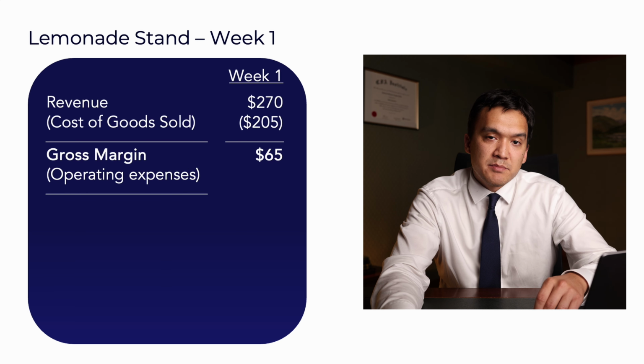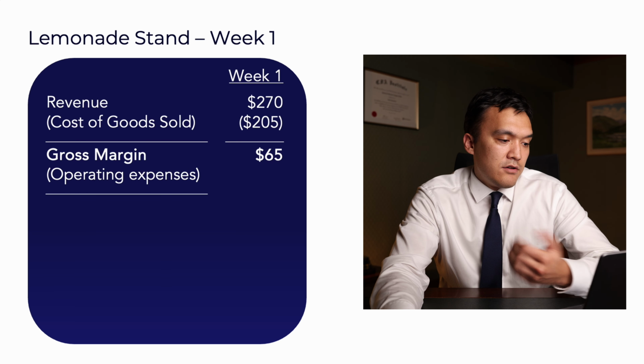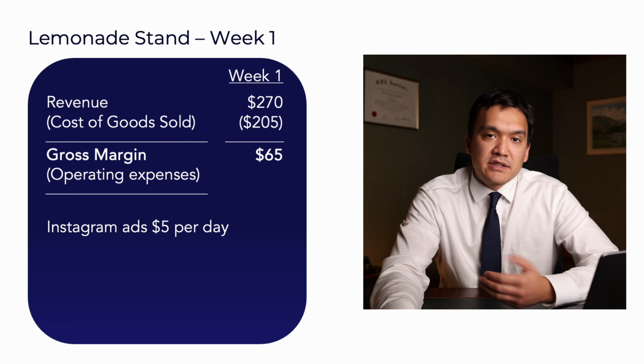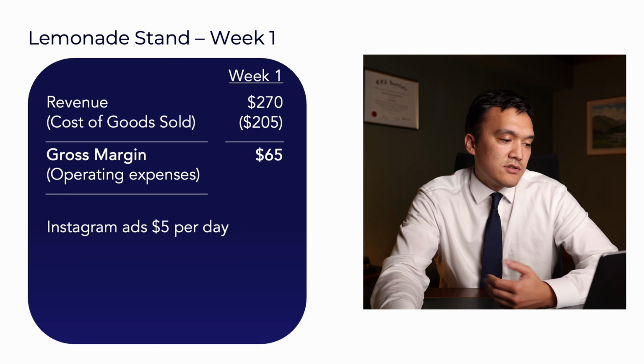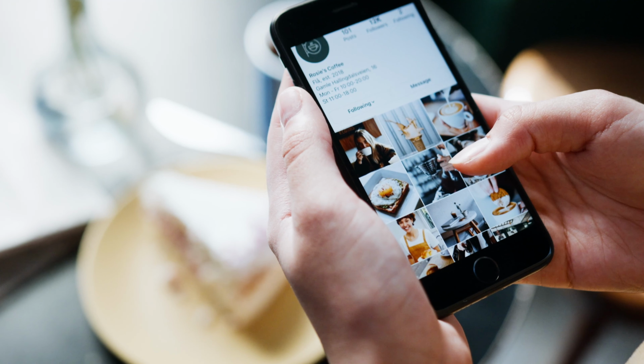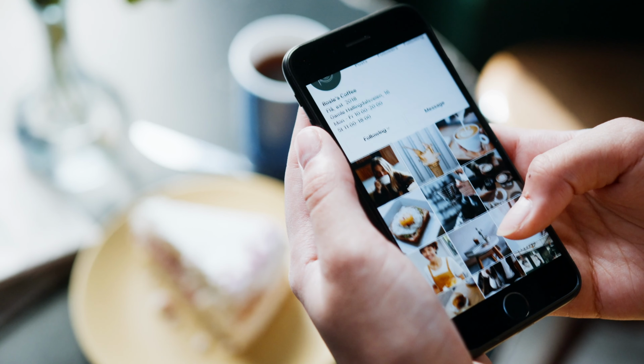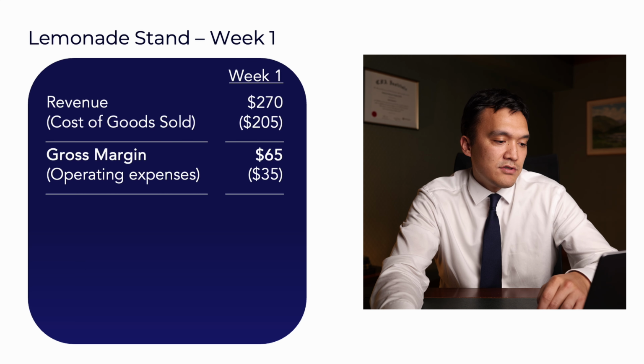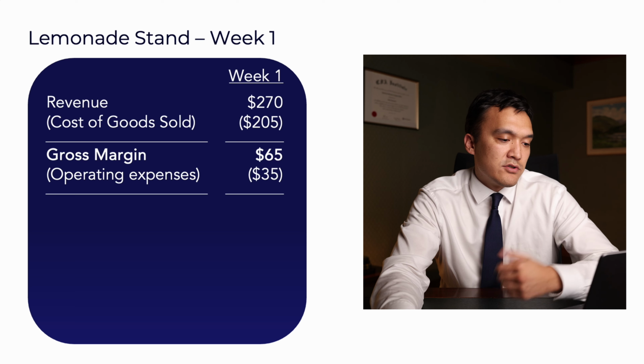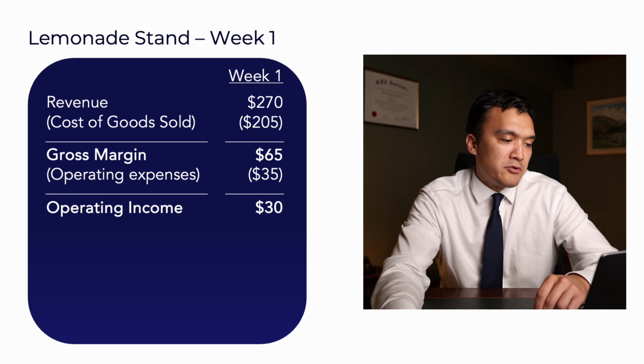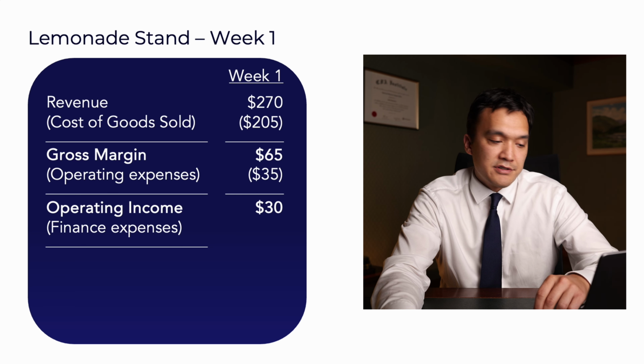Then we have operating expenses. For our lemonade stand business, we only have marketing expenses as operating expenses. So here we have Instagram ads at $5 per day. So 5 times 7 is $35. If we subtract $35 from $65 of gross margin, we have operating income of $30.